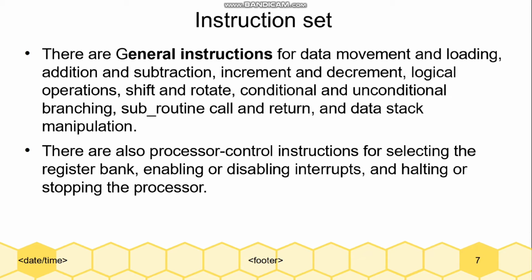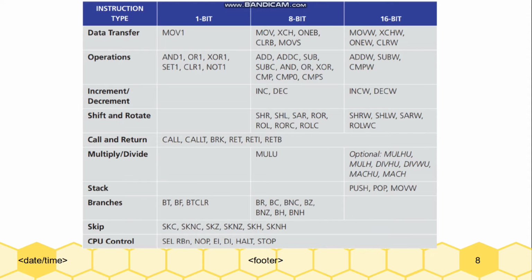There are general instructions for data movement and loading, addition and subtraction, increment and decrement, logical operations, shift and rotate, conditional and unconditional branching, subroutine call and return, and data stack manipulations. And there are also processor control instructions for selecting the register bank, enabling or disabling interrupts, and halting or stopping the processor. This is the basic instruction set.